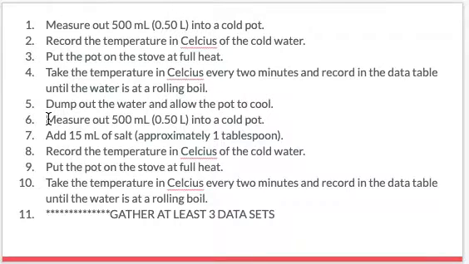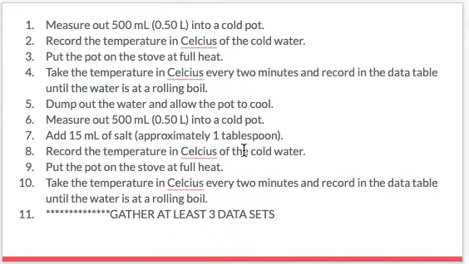So then for the second part of my experiment, I'm going to measure out 500 milliliters of water in a cold pot, but this time I'm going to put in 15 milliliters of salt. And I wrote as my own note, that's approximately 1 tablespoon. You don't have to write the standard measurements here, you can just write the metric, that's fine. Then record the temperature in Celsius of the cold water, put it on full heat, and take the temperature every 2 minutes until it's at a rolling boil. And then I'm going to do that at least one more time. This time, instead of 15 milliliters, I would maybe put in 30 milliliters, like 2 tablespoons, okay?